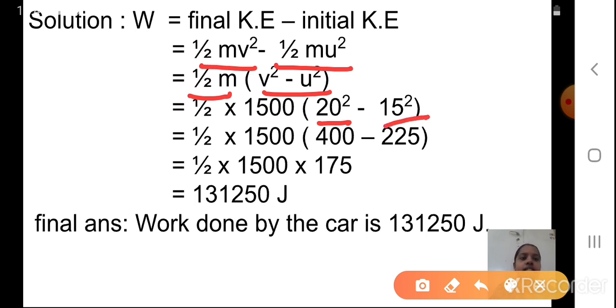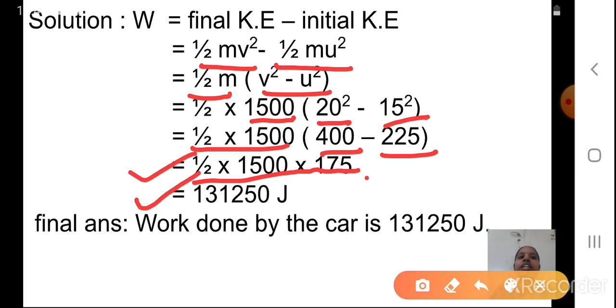What have we done? We have done the squaring. The mass value you know is 1500. We have substituted that. 20 square is 400. 15 square is 225. And you have done this calculation. What did you get? 400 minus 225, you got 175. When you do this step calculation, you will get the answer, that is 131250 joules. It is work, so we write the SI system unit, that is joule. Okay students, did you understand this?